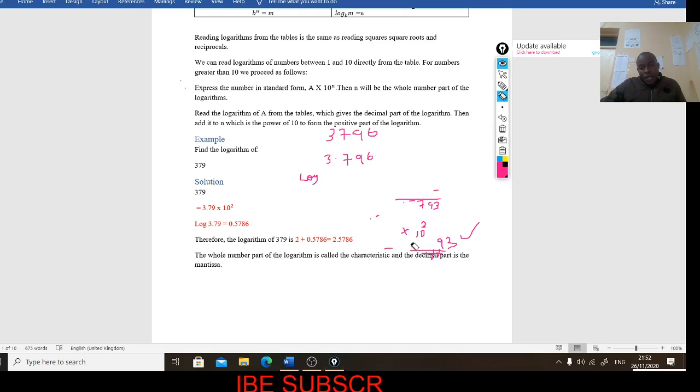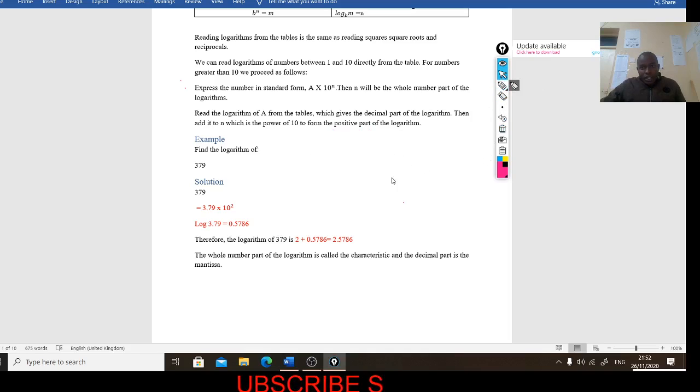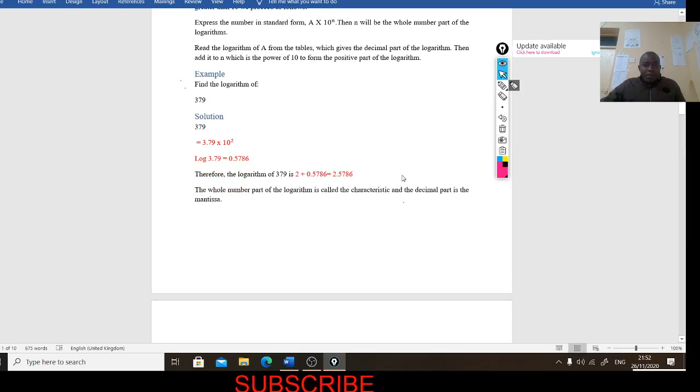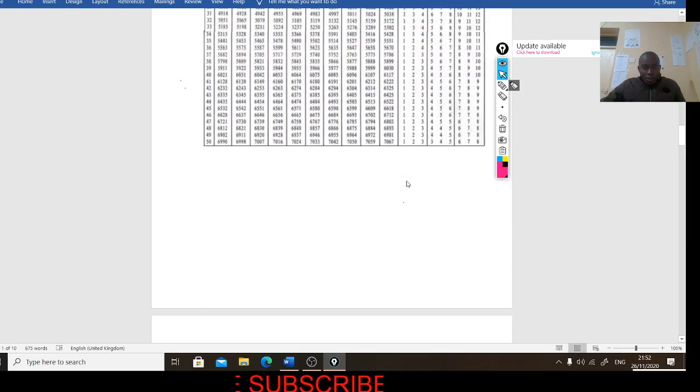So it's good that you read what is in the table and not what you find by using the calculator. That is how we read using mathematical tables.